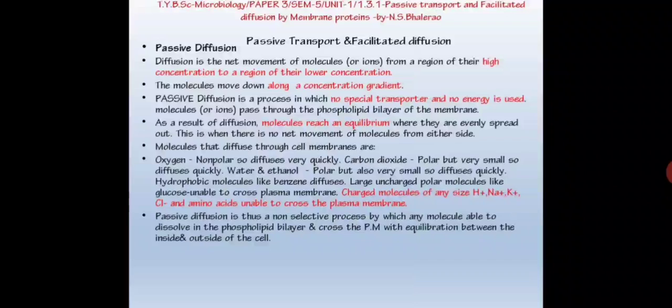But here is one interesting point: charged molecules, whatever their sizes, like H plus, Na plus, K plus, Cl minus, Mg plus, and other amino acids, are unable to cross the plasma membrane because of their charge. So passive diffusion is the non-selective process by which any molecule able to dissolve in a phospholipid bilayer can cross the plasma membrane, with equilibration between the inside and outside of the cell.